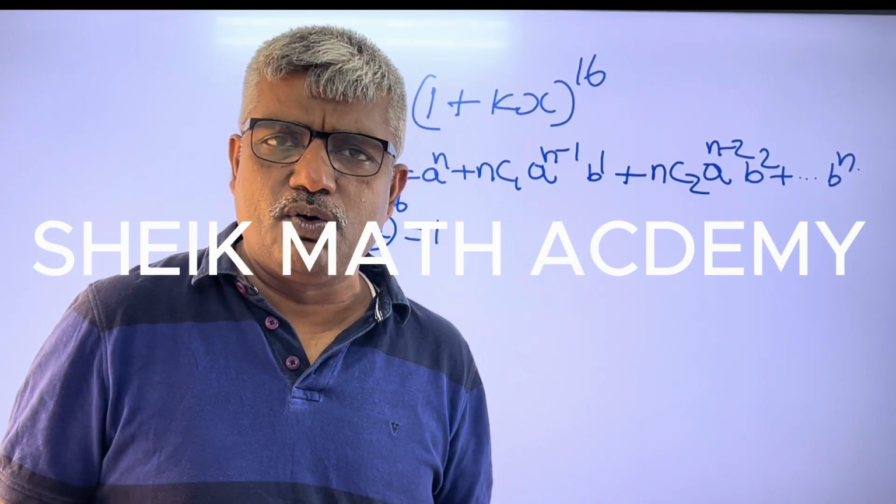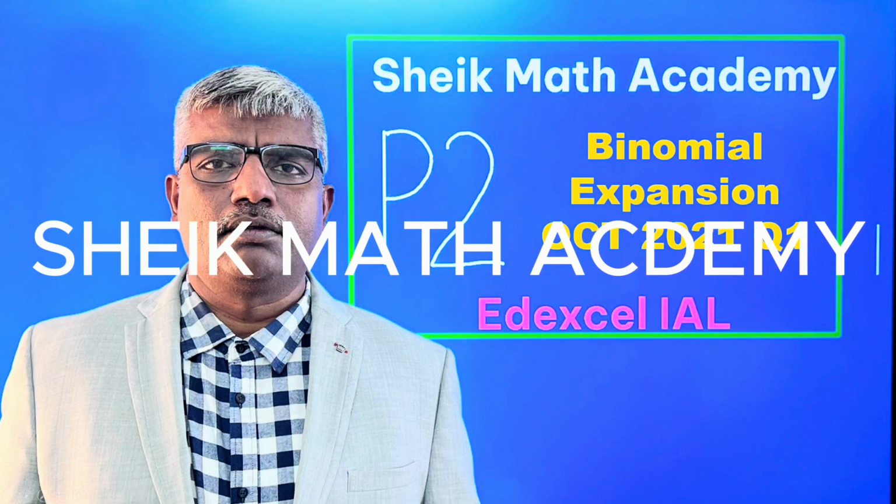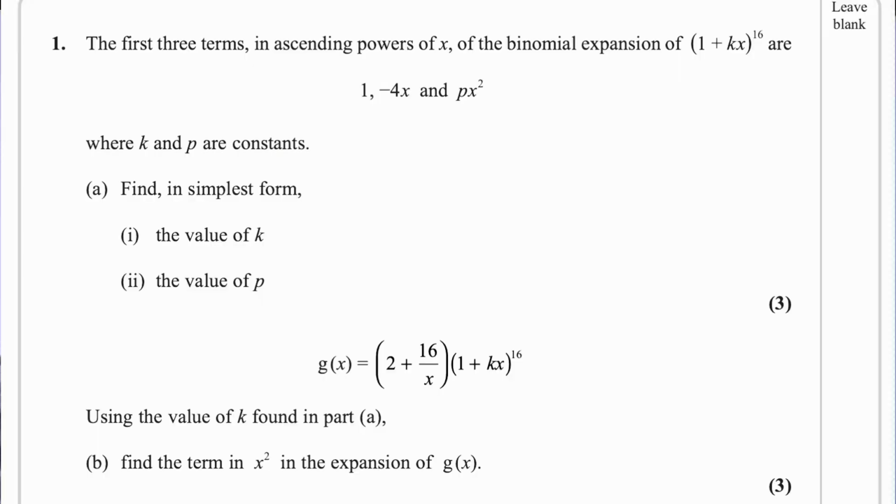In this lesson, we are going to see P2 Pure Maths Edexcel IAL October 2021 question number 1, Binomial Expansion chapter. Please look at the question. (1 plus kx) to the power of 16 is equal to... The first three terms are 1 minus 4x and px squared.